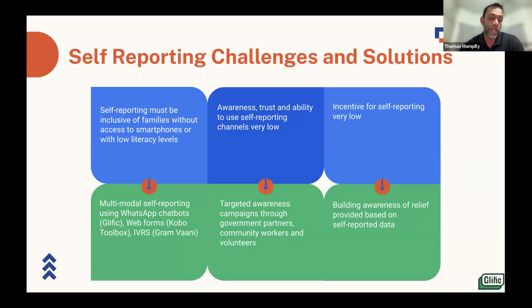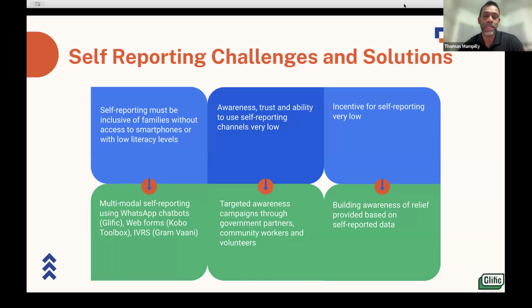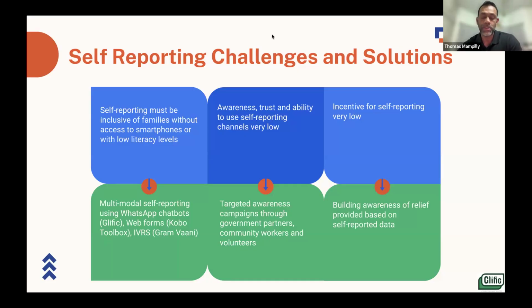We found that employing a high level of IEC, which is information, education, communication, in these communities was important in raising that awareness that self-reporting is available. And then finally, tying that to, if you self-report, you're likely to get your needs addressed more specifically according to what you need, right? So that awareness was also built, and that was also successful in the pilots that we've done.